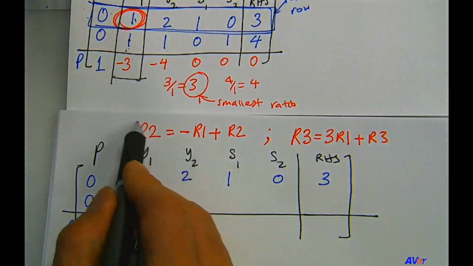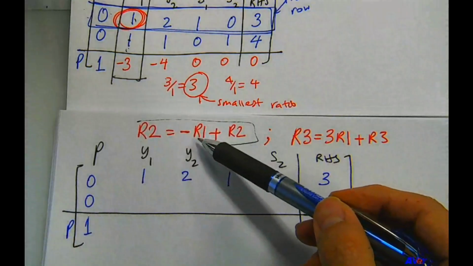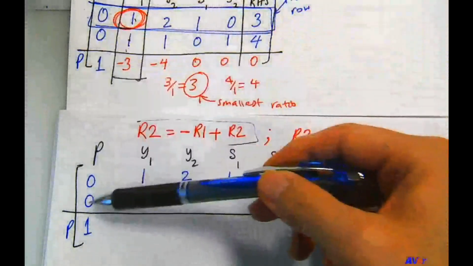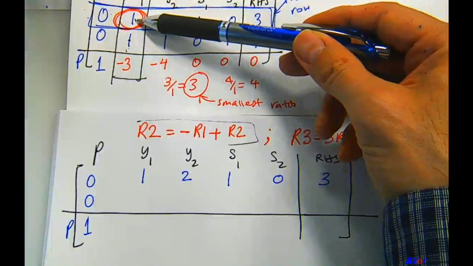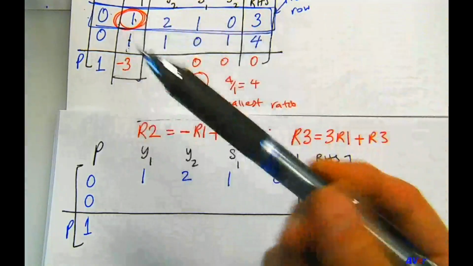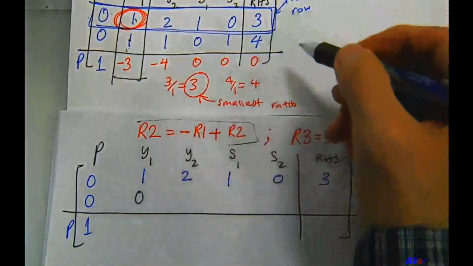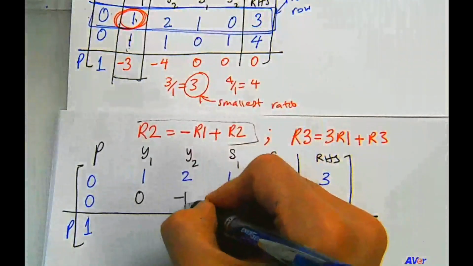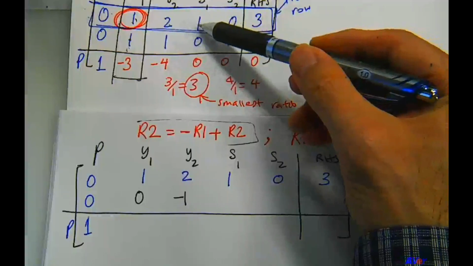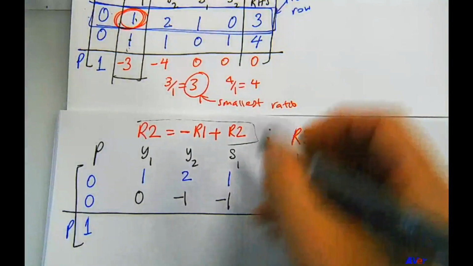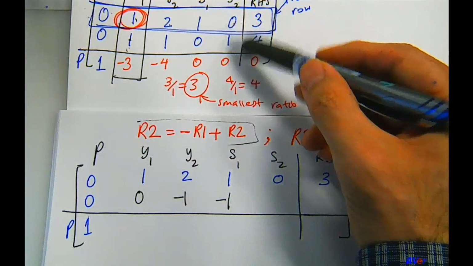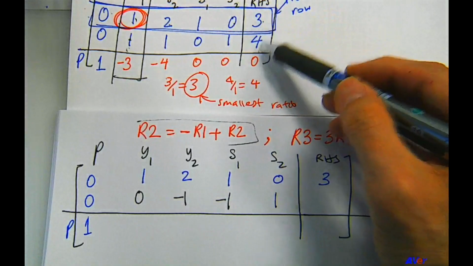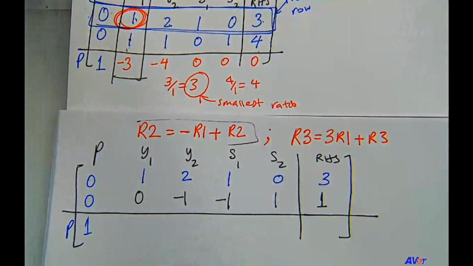Now let's do this row operation first. So multiply the first row by -1 and add it to row 2. So minus 0 is 0 plus 0, we got it, 0. Minus 1 times 1 is minus 1, plus positive 1, 0. Minus 1 times 2 is minus 2, plus 1, minus 1. Minus 1 times 1 is minus 1, plus 0 is minus 1. Minus 1 times 0 is 0, plus 1 is 1. Minus 1 times 3 is minus 3, plus 4 is positive 1.